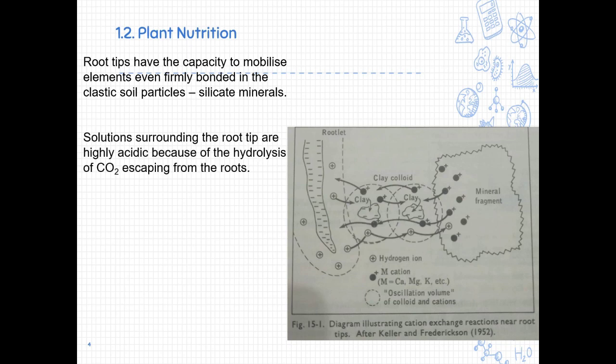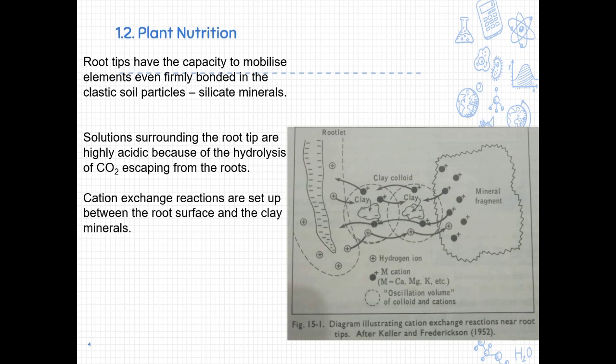Now if we look at the area surrounding the roots, it is highly acidic. Why? Because there is hydrolysis of carbon dioxide which is escaping from the roots. So carbon dioxide and hydrolysis result in carbonic acid. So we have an abundance of H positive ions. So cation exchange reactions are then set up between the roots and the clay minerals. Hydrogen ions replace the cations from the clay particle.